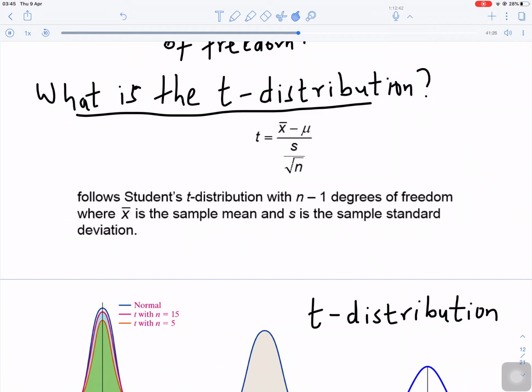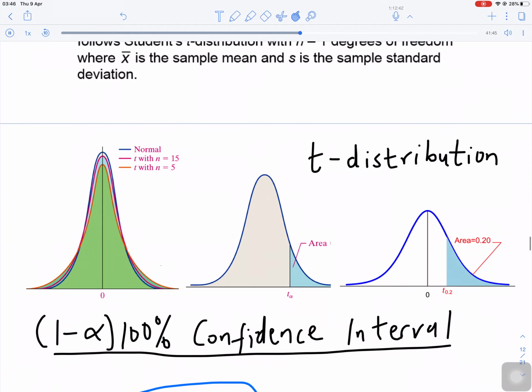But usually we just say T distribution with n minus 1 degrees of freedom, where x bar is the sample mean and s is the sample standard deviation. Now, let's learn about some properties of the T distribution. The T distribution is different for different degrees of freedom. The degrees of freedom is also an important aspect of the T distribution.